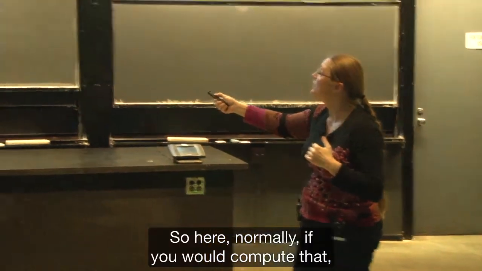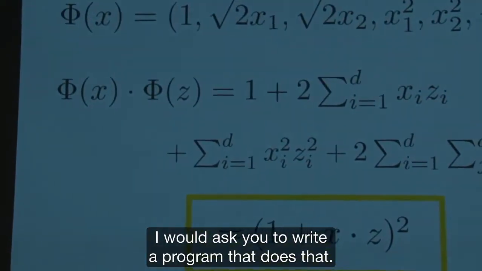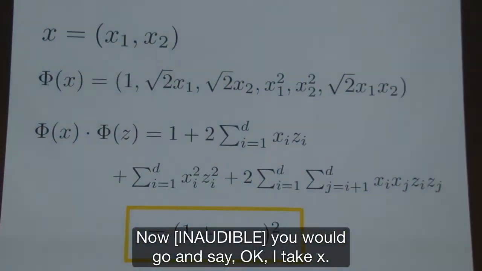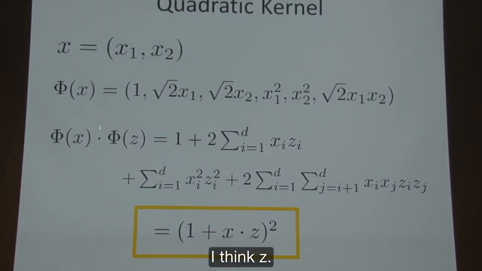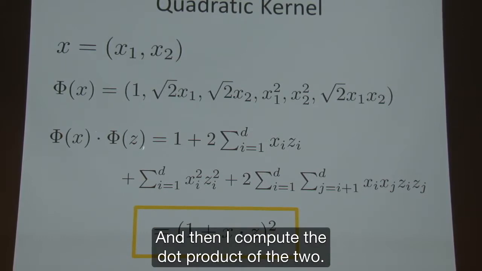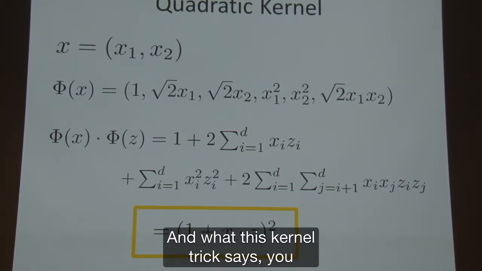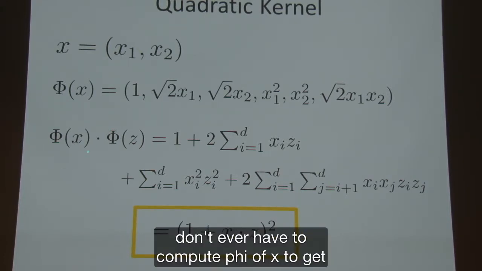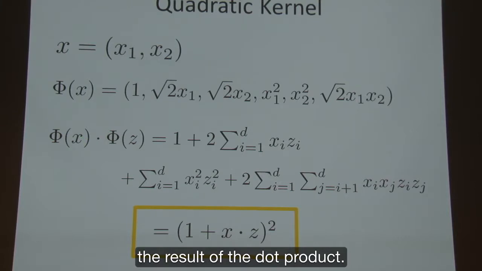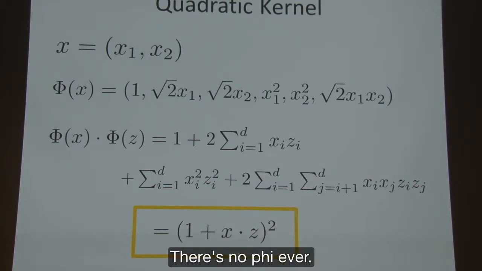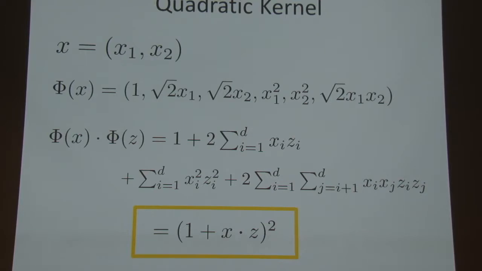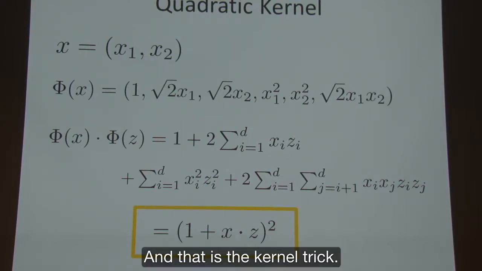So here, normally if you would compute that, I would ask you to write a program that does that. Naively, you would go and say, okay, I take x, I compute phi of x. I take z, I compute phi of z, and then I compute the dot product of the two. And what this kernel trick says is you don't ever have to compute phi of x to get the result of this dot product. You can just use this formula down here. And you see there's only x and z in here. There's no phi ever. And that is the kernel trick.